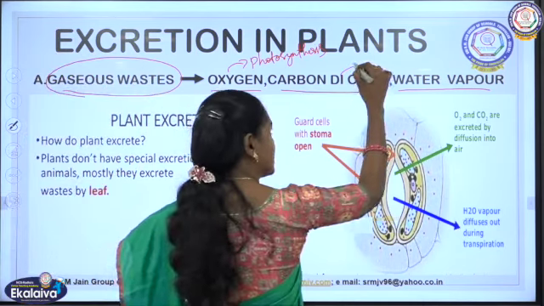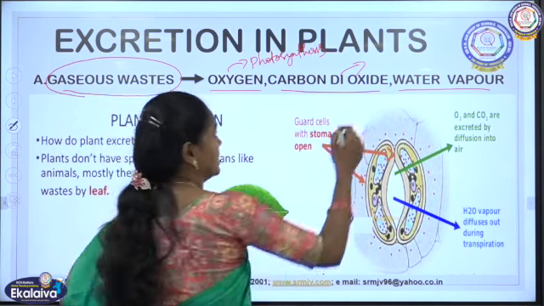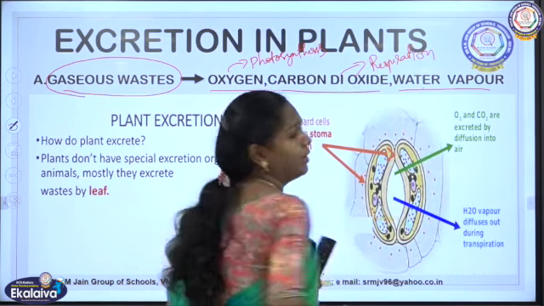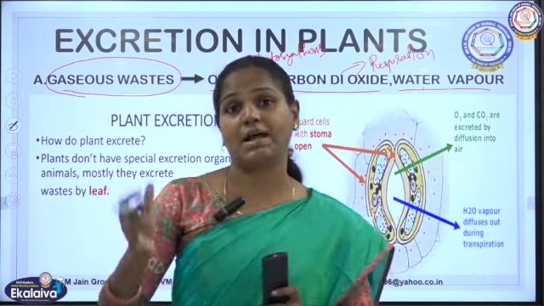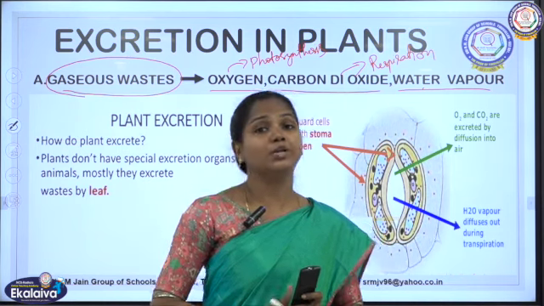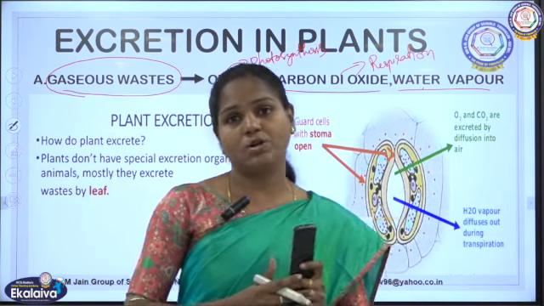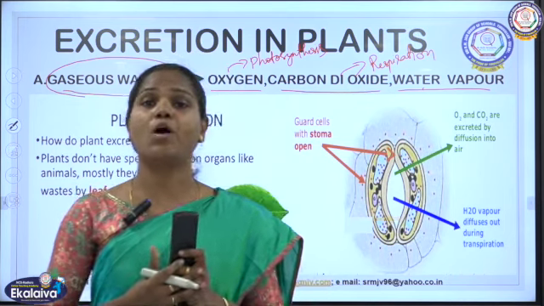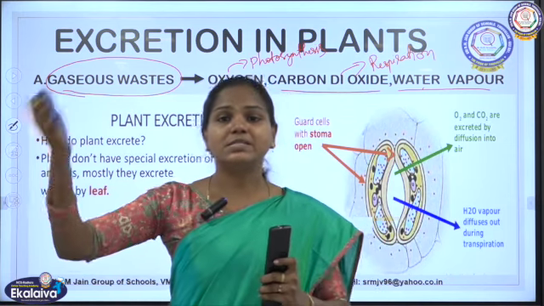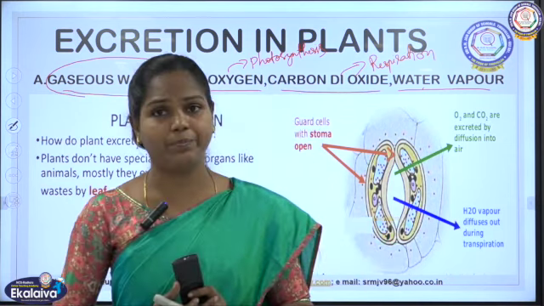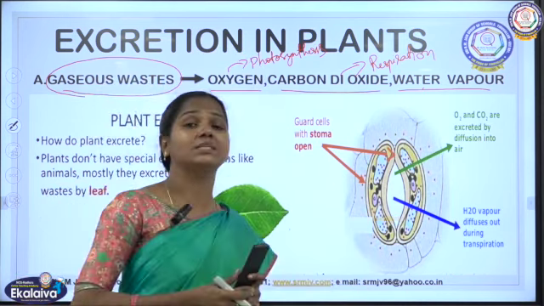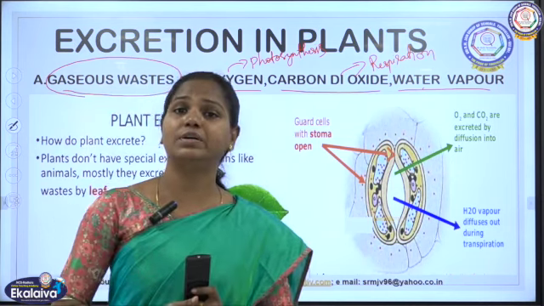And carbon dioxide, as in human beings, is a waste produced in the process of respiration. Then water vapor: already in circulation, the transport system, you have learnt that of the water absorbed by the plant system, only 2% is used for its metabolism. The remaining 98% is used for thermoregulation, and it is released out of the plant body in the form of water vapor, which we call transpiration. Under that condition, the water vapor is considered waste and is excreted out of the plant body.